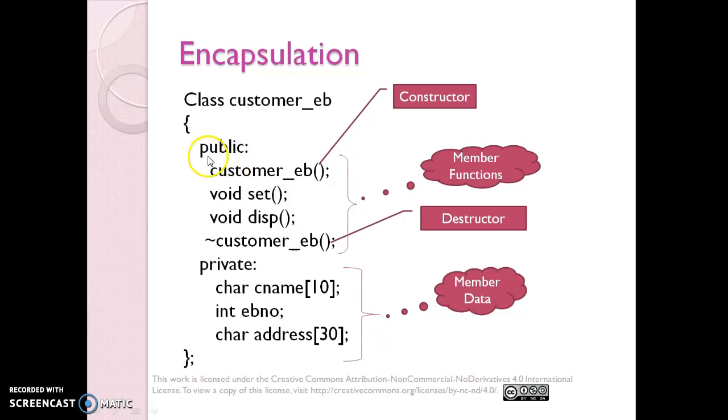And here you can see under the public access specifier we have a member function which is having the same name as the class name, and that is called the constructor. So naturally a constructor will contain the same name as the class name. By using the constructor, the object creation will be done.